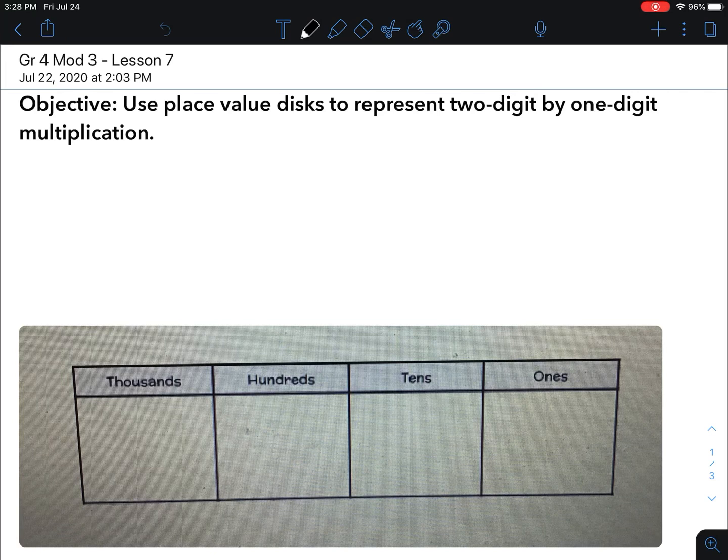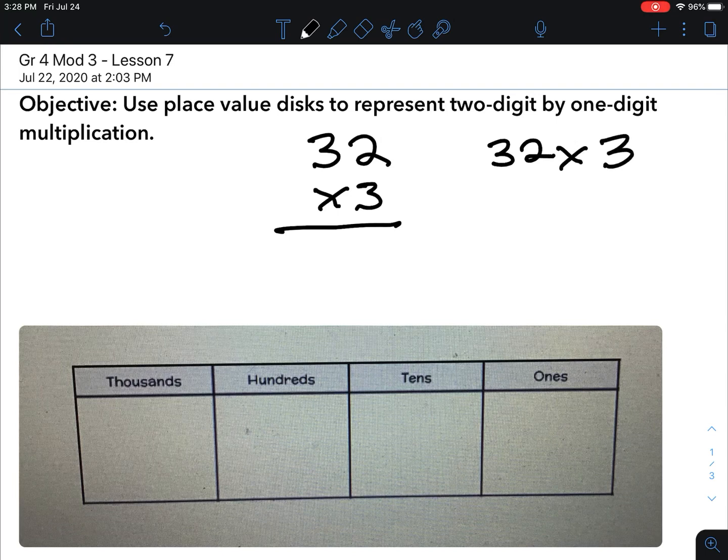The objective for this lesson is to use place value disks to represent 2-digit by 1-digit multiplication. So what that means is we're going to multiply a 2-digit number, let's say 32, by a 1-digit number. So you might have a problem that looks like that, or of course it could be written like that, side by side. The reason using a place value chart and disks helps is it makes the multiplication easier.